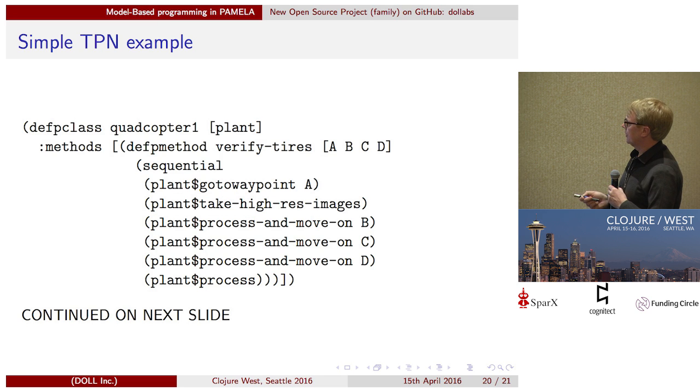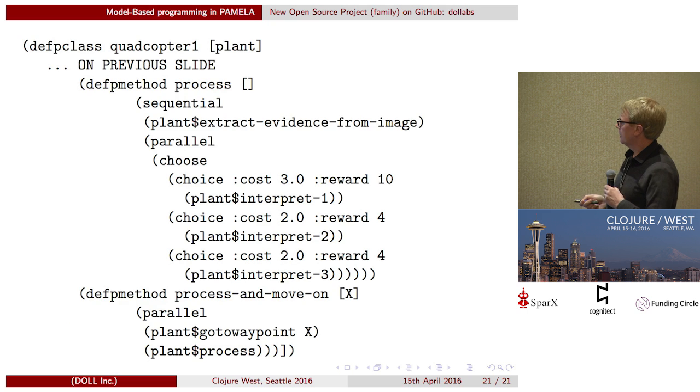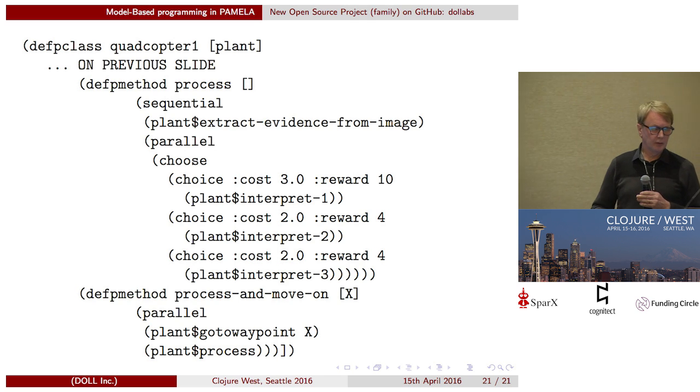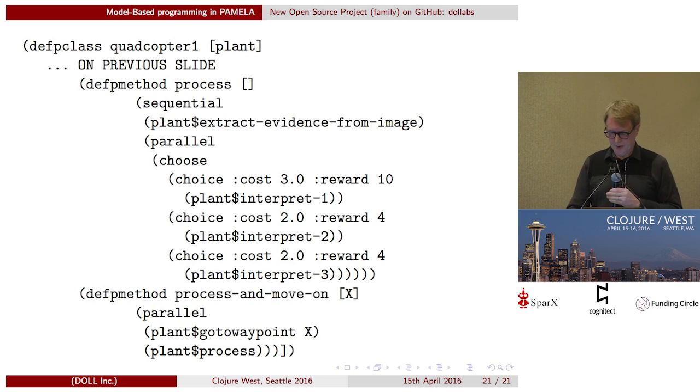So for processing, we extract evidence from the image. And then based on what we found, and this is where the state constraints come in, but I don't have them in this example, so as to keep it simple, in parallel, we choose one of the three interpretation algorithms based on the evidence. And finally, to process and move on in parallel, we go to a waypoint and we do the plan process, which is all of this. So we can build complex models, complex control programs, and depend upon planning technology to make sure that they get sequenced correctly, and state estimation to make sure that the states that we depend on are actually achieved when we run them.